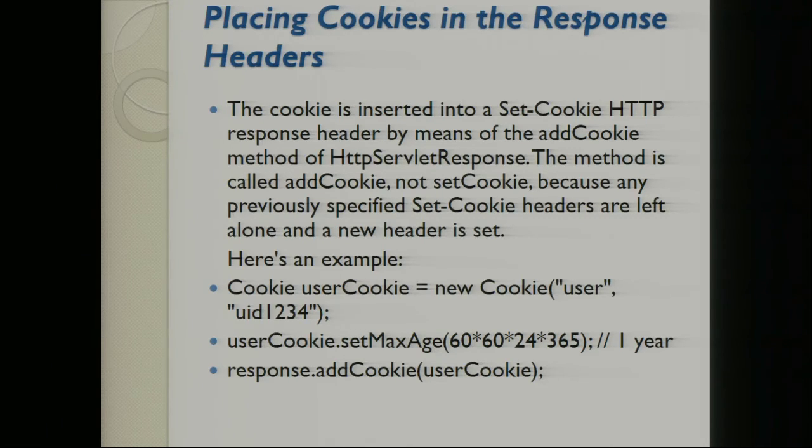So here is an example. The cookie is the constructor, userCookie is the object I have taken, new Cookie, "user" is the name, and this is the value for that particular cookie. So this is the constructor, the object, new Cookie to create an object of it, the name of the cookie and the value of the cookie. So I have constructed a cookie with username and password.